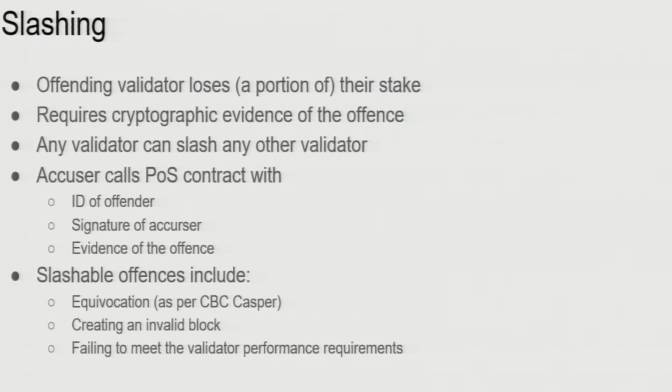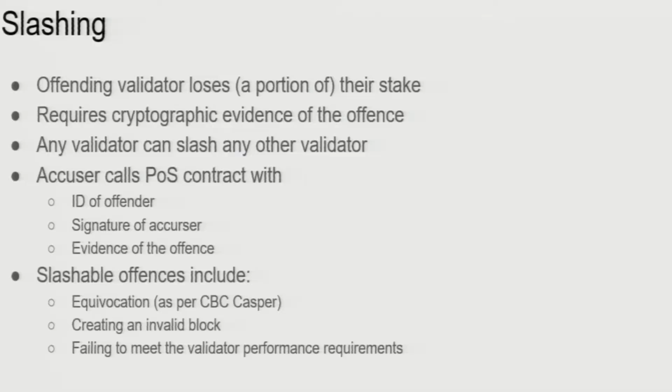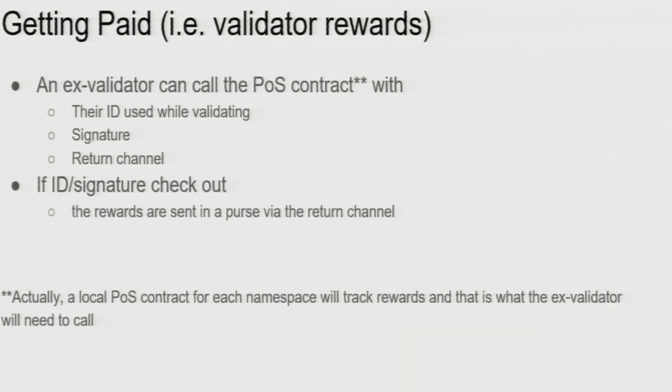So slashing, the offending validator loses a portion of, possibly their whole stake, depending on the offense. All slashing requires cryptographically verifiable evidence of the offense. And any validator can slash any other validator. Basically, the broad strokes of how this will work is the accuser sends a message to the proof of stake contract saying, this person did this bad thing, here's the proof of it. It goes through if the evidence is verified. And slashable offenses include equivocation, as per Lad's talk yesterday, creating an invalid block, and possibly something related to performance, but that's, again, still kind of up in the air.